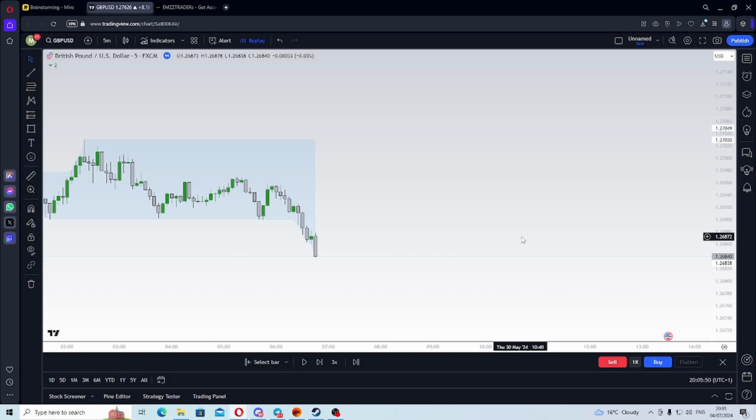Using this one ICT strategy, I managed to pass all of my funded accounts very, very easily. This has a 92% win rate. So make sure you're watching carefully all the way until the end so you can get the maximum amount of value. So let's get straight into it.